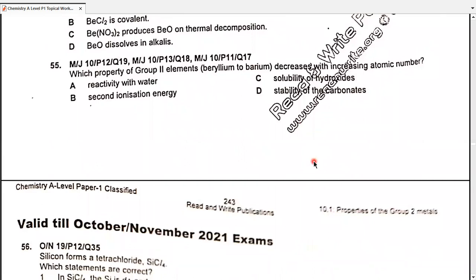Which property of group 2 elements beryllium to barium decreases with increasing atomic number? Atomic number increases. Which property decreases? Reactivity with water? Second ionization energy usually decreases. Solubility of hydroxides increases. Stability of carbonates also increases, I guess. Reactivity with water increases. So second ionization energy, B. Second ionization energy, correct.